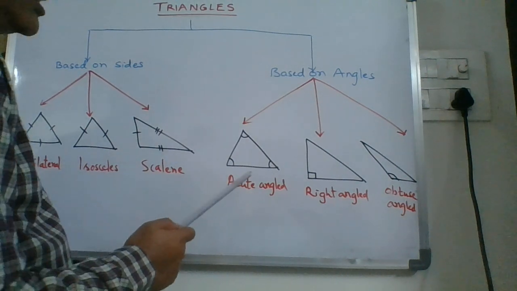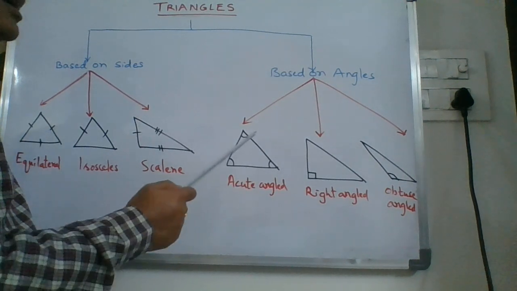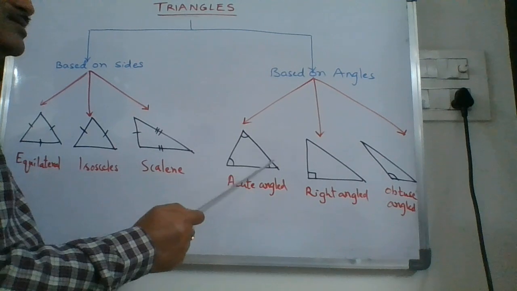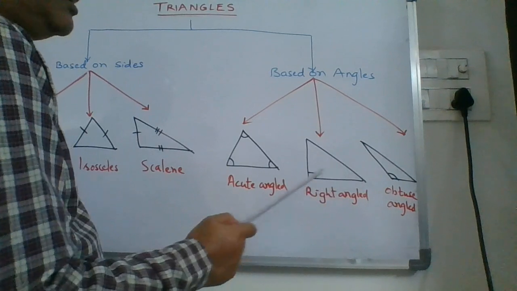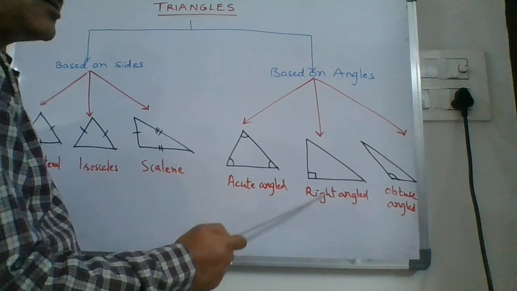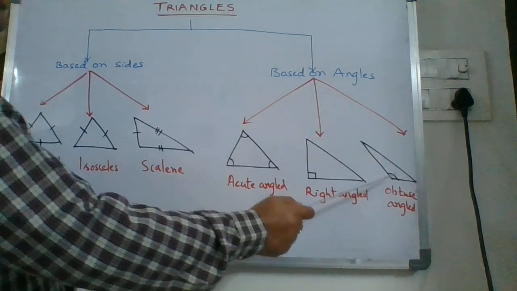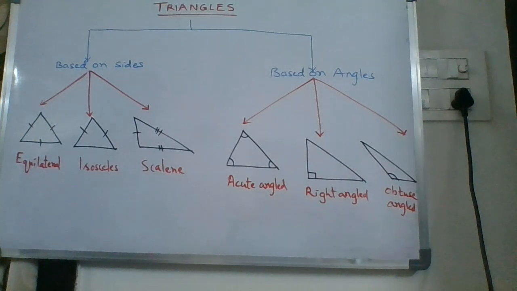And this triangle has all acute angles. Acute angles means less than 90 degrees. If all the three angles are less than 90 degrees, then the triangle is known as acute angle triangle. And if in a triangle one angle is a right angle, that is equal to 90 degrees, then it is called right angle triangle. And if in a triangle one angle is obtuse, obtuse angle means it is greater than 90 degrees and less than 180 degrees, then that triangle is known as obtuse angle triangle. So note down.